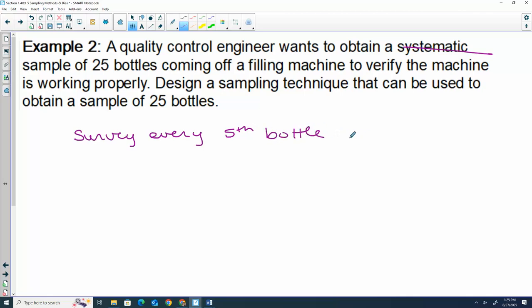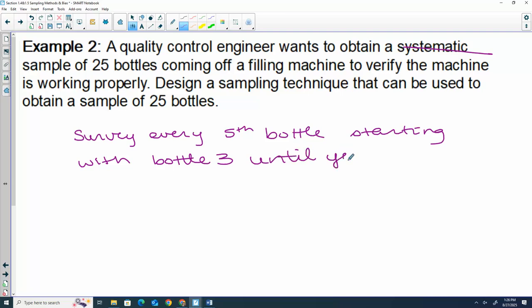Do you have to start with the first one? Could I say, I'm going to start with bottle 5 or bottle 7 and take every 5th bottle after that? Sure. So there's no rule that says you have to start at 1. So let's say starting at bottle 3 until you get a sample of 25.